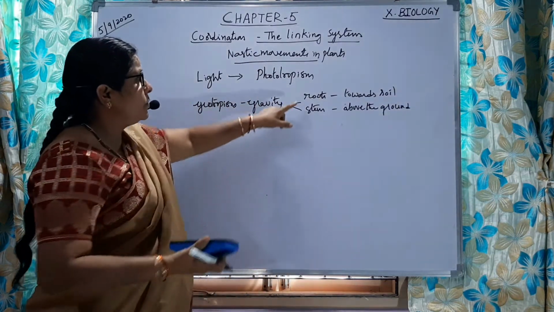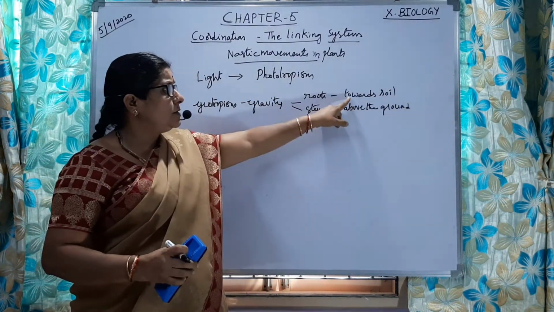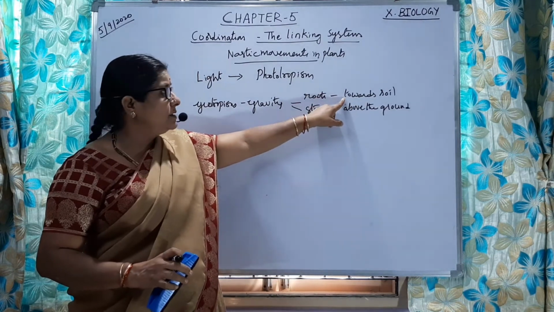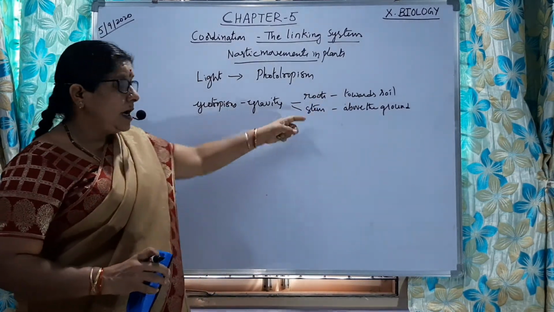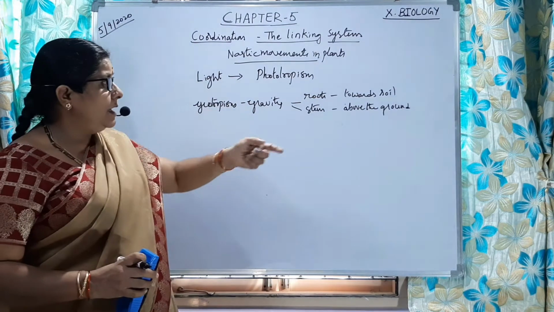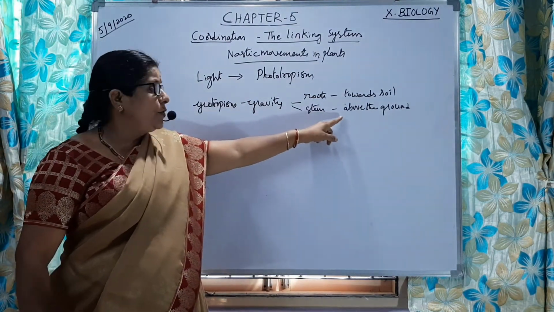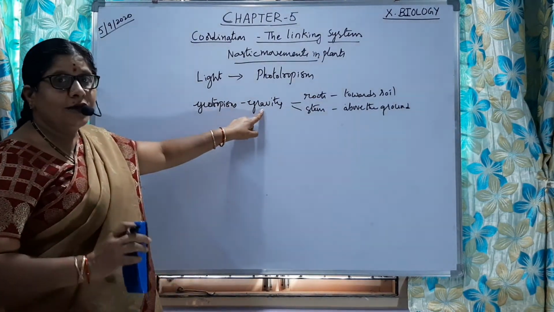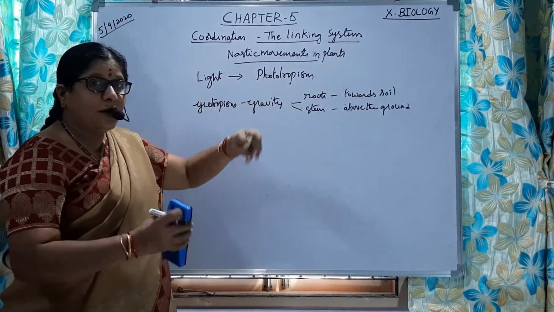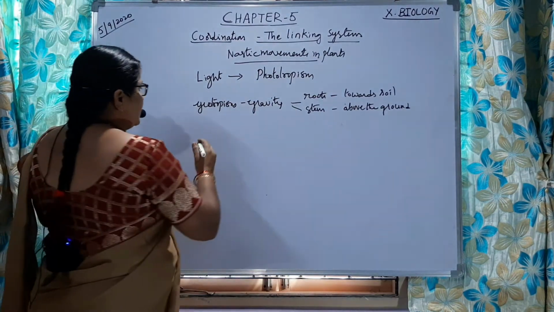Here roots are growing towards the soil, towards the ground, so that we call positive geotropism, and the stem is growing above the soil, so it is negative geotropism. So here gravity is the stimulus where the roots and stem are growing in opposite directions.